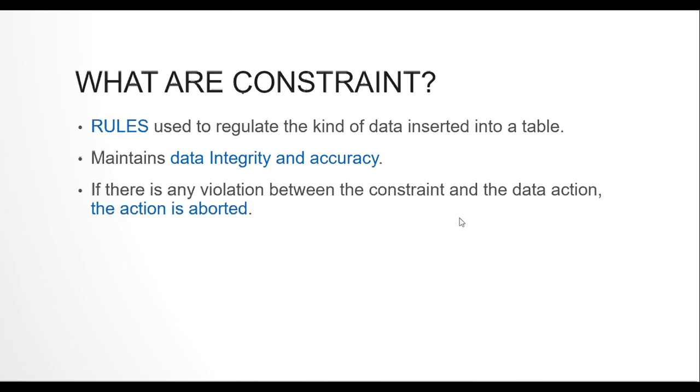Constraints help you restrict any wrong kind of data being inserted or updated into your table. If any insert or update is fired which violates a constraint, that insert or update is just aborted. Oracle will throw an error saying this particular constraint is being violated, and what action you should take. So you know what's going into your table and you are sure about it. That's how constraints help you maintain the integrity and accuracy of your data.